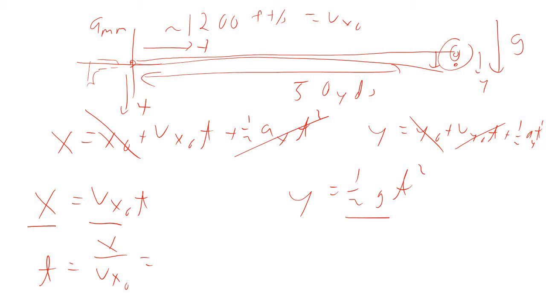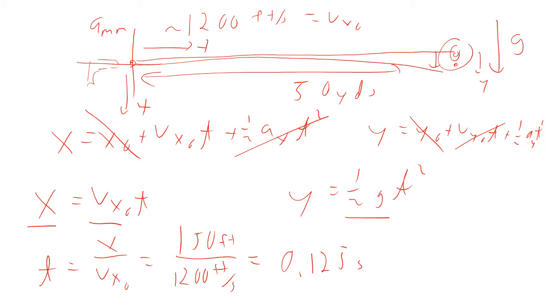Well, 50 yards. Okay, so how far is 50 yards? Well, 50 yards is 150 feet. Remember, we have to have all the units working out. So 150 feet divided by 1200 feet per second. Okay, so that's going to be equal to 0.125 seconds. So basically 1/8 of a second.